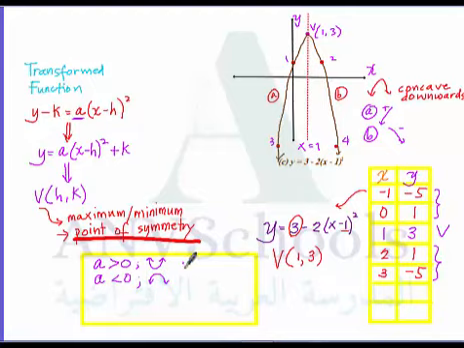You have a minimum here because the vertex is at the lowest point, and you have a maximum here because the vertex is at the maximum point. So that is the generalization involving a of quadratic functions, especially when we are dealing with the transformations of quadratic functions.